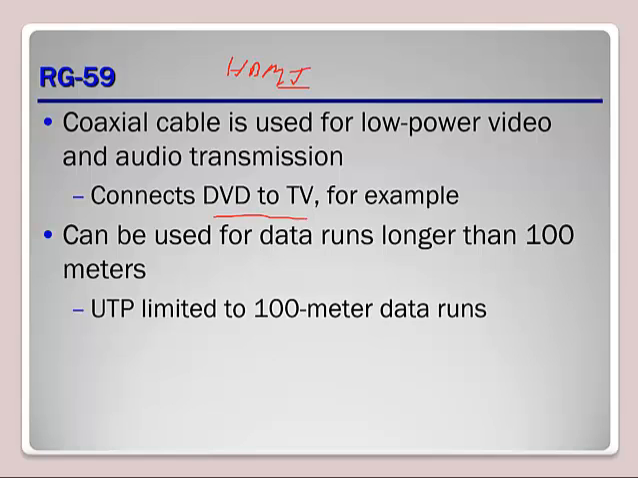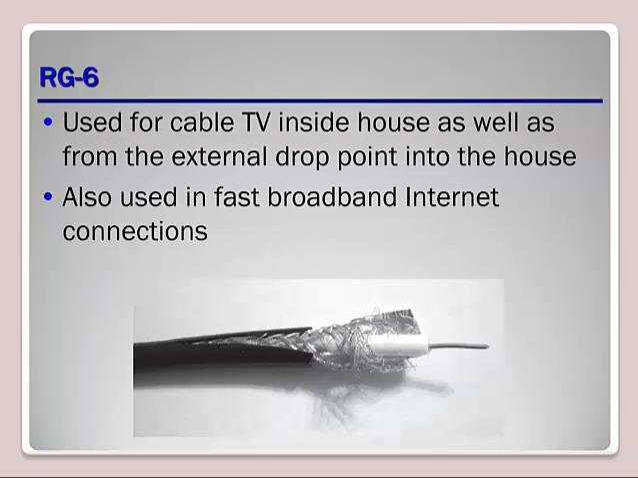RG59 can be used for data runs that are longer than 100 meters. Unshielded twisted pair is limited to 100-meter data runs. So see where that's an advantage. RG6 is used for cable TV inside the house as well as from the external drop point into the house. Also used in fast broadband internet connections. So if you have Comcast, you're using RG6 right now.